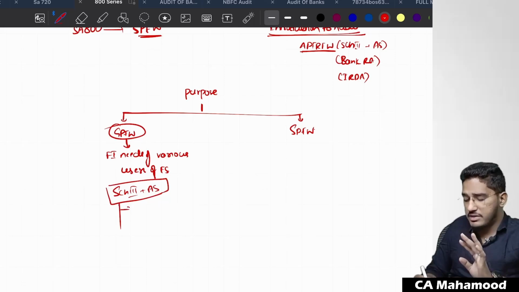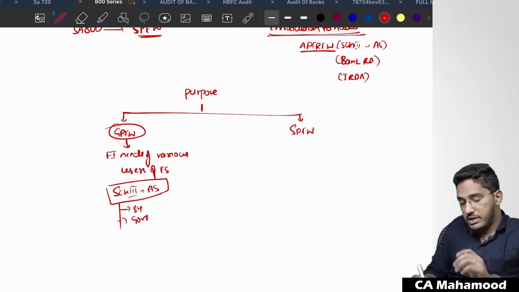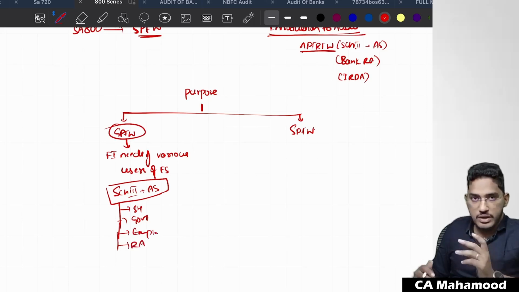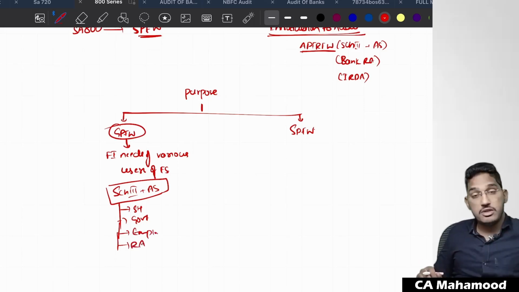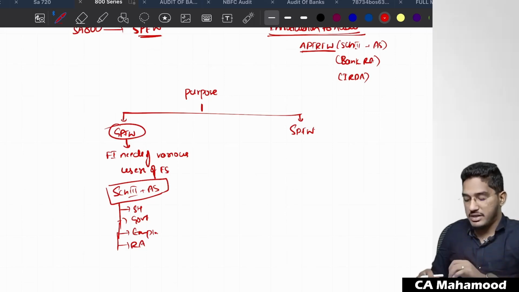If you give those financial statements to the shareholders, they will use them for their decision making. If you give them to the government, requirements also get fulfilled. If you give them to the employees, their requirement also gets fulfilled. If you give them to the research analysts, their requirement also gets fulfilled. So if you are following a set of rules and regulations which will fulfill information needs of so many users simultaneously, that framework we call general purpose framework, like Schedule 3 and accounting standards.